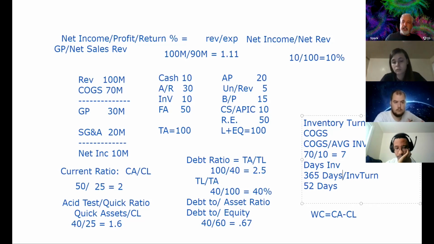That doesn't mean everything gets sold, by the way. That means some things will sell in 100 days, some things will sell in 20 days, some things will sell in 1 day, and some things will never sell. But on average, it takes 52 days to sell 100% of the value of my inventory. Does that make sense? Are we on the same page?